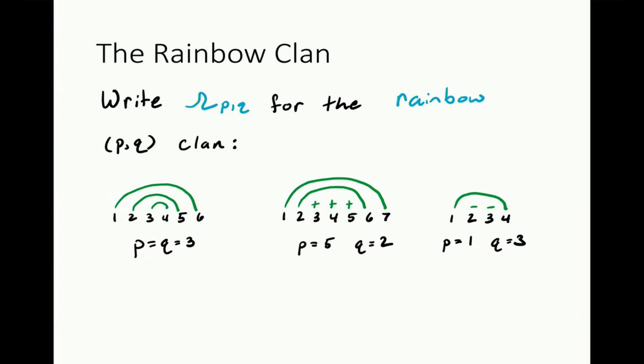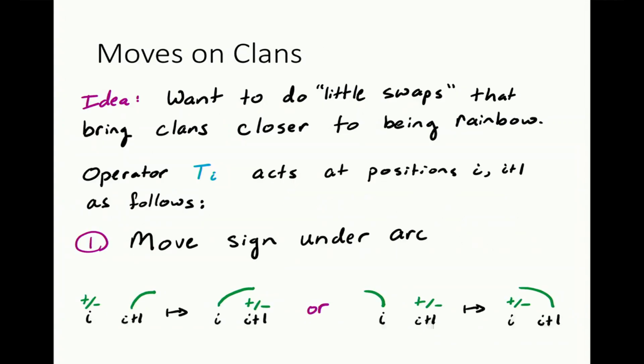Yeah. So our goal is always to take a random clan and move ourselves towards rainbow. We're going to do this with certain local moves. There are a lot of moves, and I'm going to show all of them to you. But the big picture idea for all of these moves is that we're doing little swaps that bring us closer to being rainbow. We're doing these swaps at a particular position, so they're going to do something with i and i plus 1.